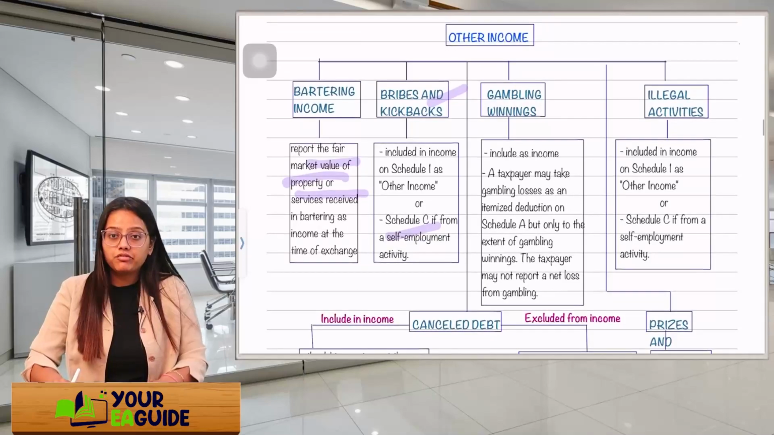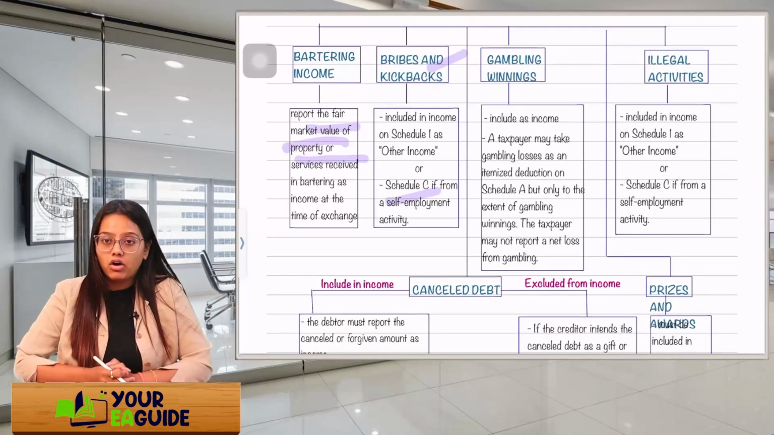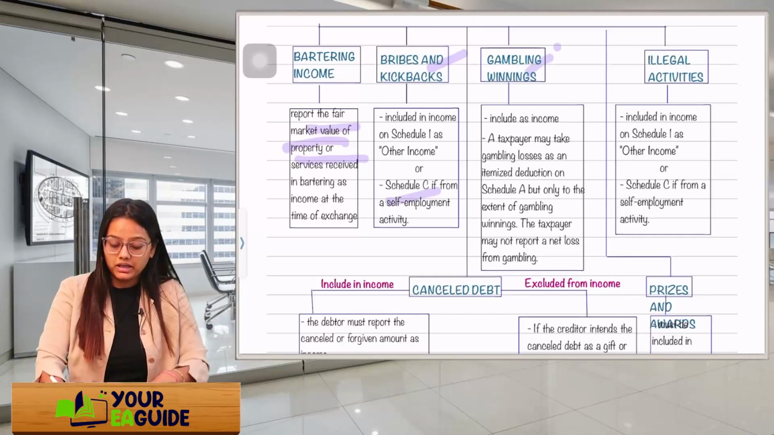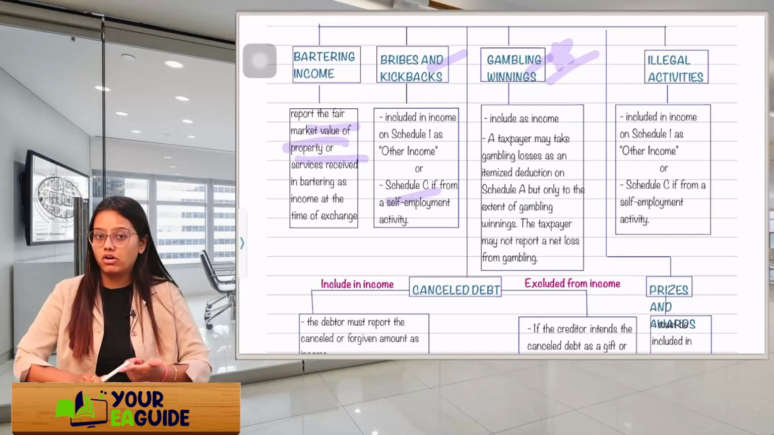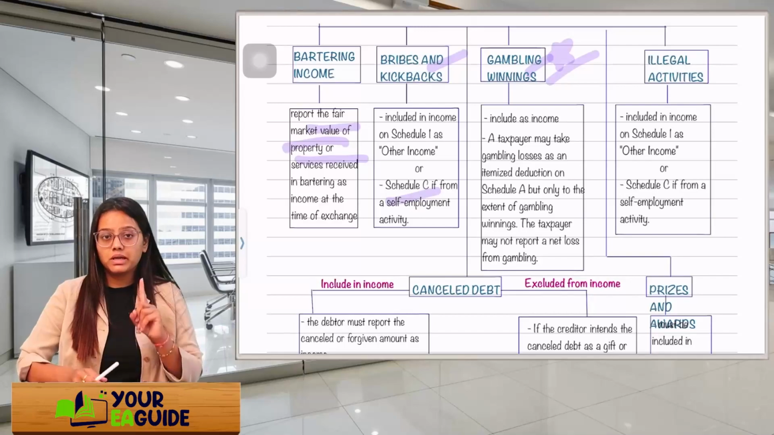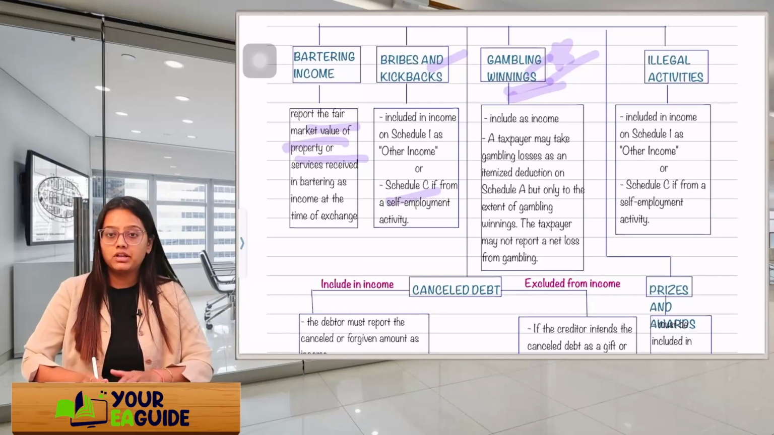Okay, gambling winnings are included as income. If you're winning through any lottery or any gambling, just straight away include it as income. Now please remember, there can be one question on this. If you have gambling losses, gambling losses are allowed on Schedule A itemized deductions, but only up to your gambling winnings. So if you don't have any gambling winnings, you can't take gambling losses on itemized deductions.